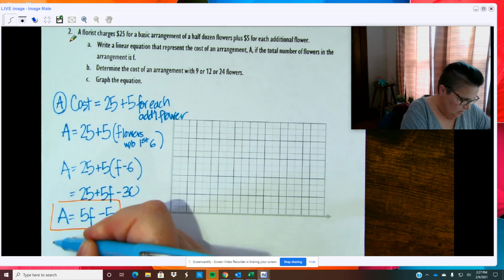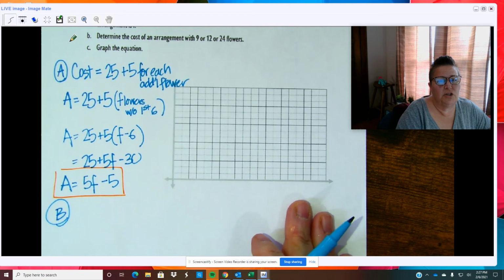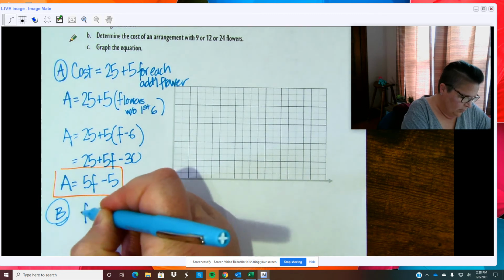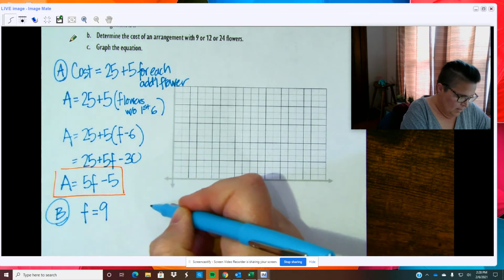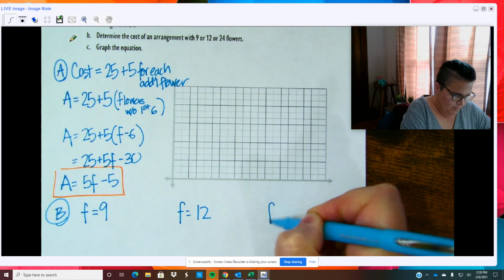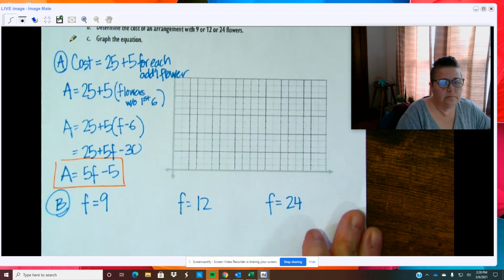Part B says to determine the cost of the arrangement with 9, 12, or 24 flowers. So what happens when the F is equal to 9? What happens when the F is equal to 12? And what happens when the F is equal to 24?